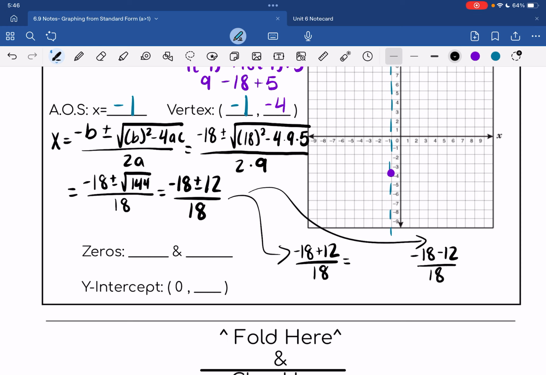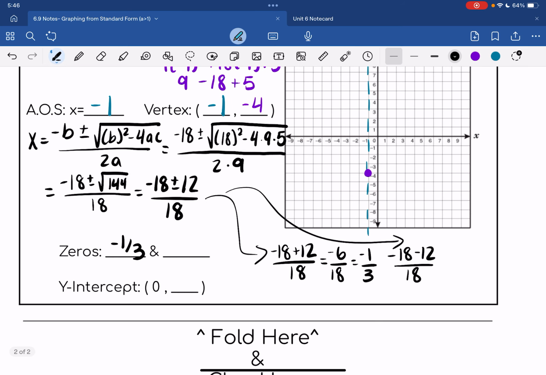So negative 18 plus 12 is negative 6 over 18. Negative 6 over 18, we can divide both of those by 6. So if we divide the top by 6, we'll get negative 1. Bottom, we'll get 3. So negative 1/3 is one of my zeros. For my other zero, negative 18 minus 12 is negative 30 over 18. Once again, we can divide those both by 6. Negative 30 divided by 6 is negative 5. 18 divided by 6 is 3. So negative 5/3.